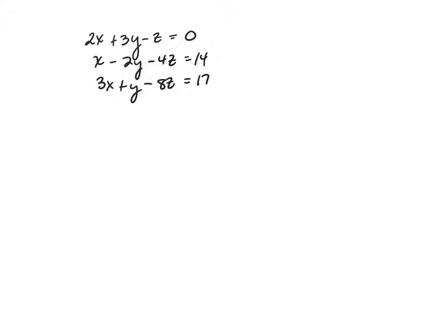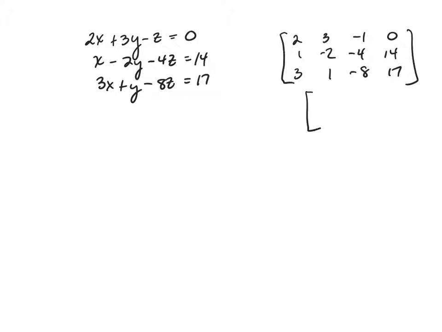So in this case, the matrix is going to be 2, 3, -1, and 0, 1, -2, -4, and 14, 3, 1, -8, and 17. And when you finish, you should have a matrix that looks like 1, 0, 0, and a number, 0, 1, 0, and a number, and 0, 0, 1, and a number. And that first number would be the x, the y, and the z. So go ahead and put it in matrix.